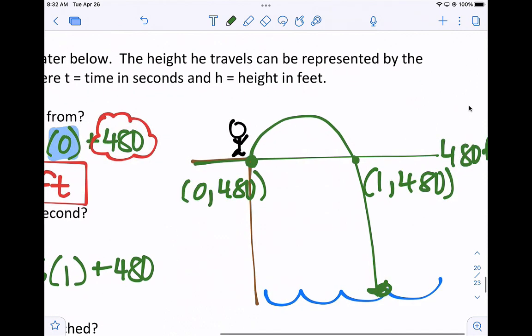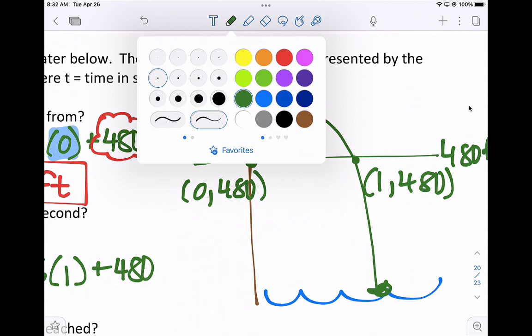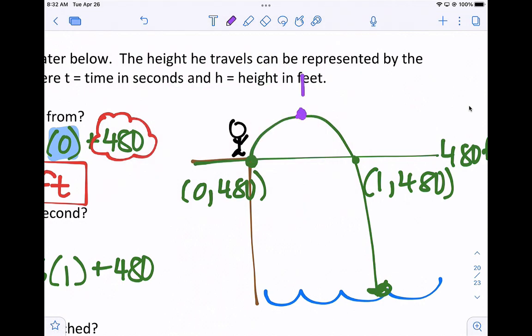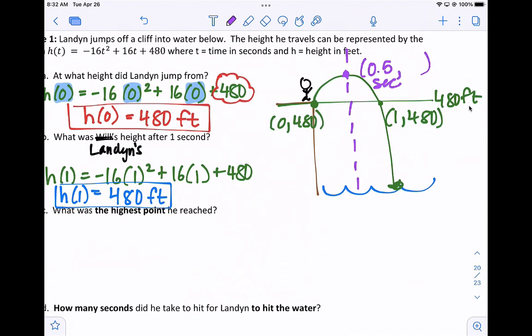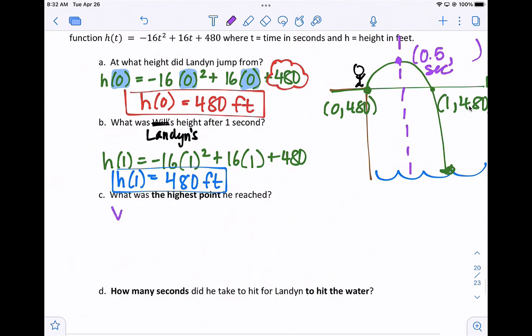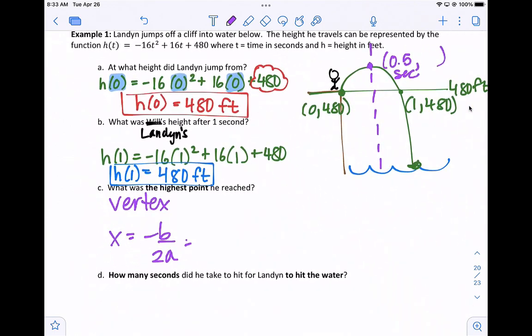So we know that it takes him less than a second to hit his maximum height. And you can make a prediction of what that's going to be right here since this is symmetric. It's going to be in between 0 and 1 second, which is 0.5 seconds. But to mathematically show that it's indeed half a second to reach its highest point, that's the vertex. And the x value is opposite b over 2a. So in this case, the b value is 16. So we have negative 16 over 2 times negative 16, which is 1/2, or 0.5 seconds.